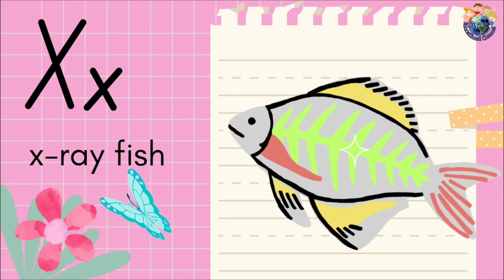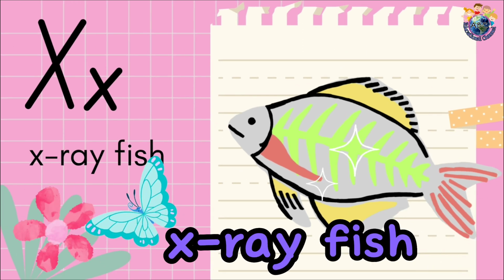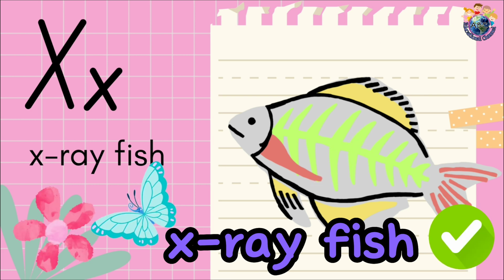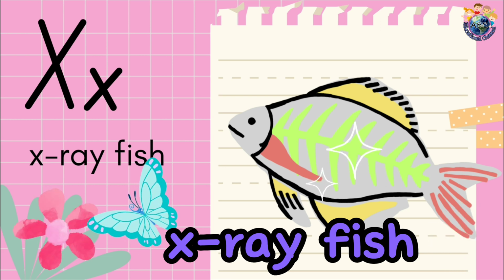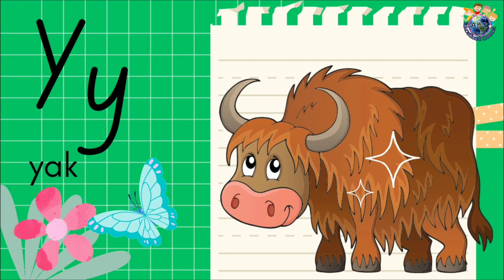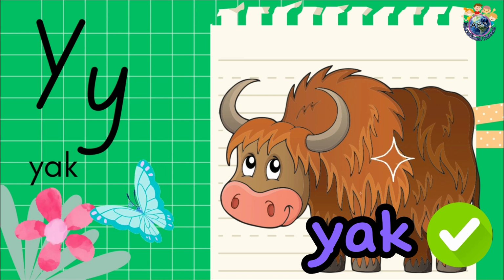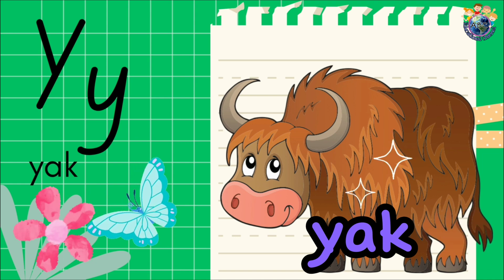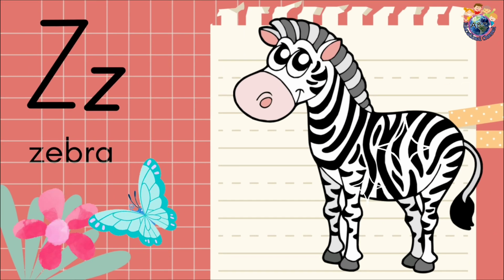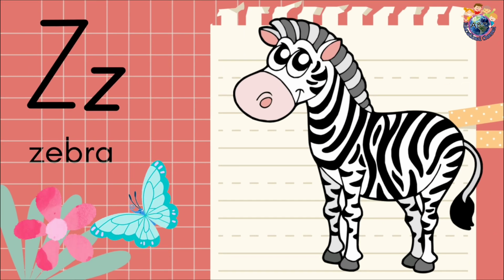X is for X-ray fish. X-ray fish. Y is for yak. Yak. Z is for zebra. Zebra.